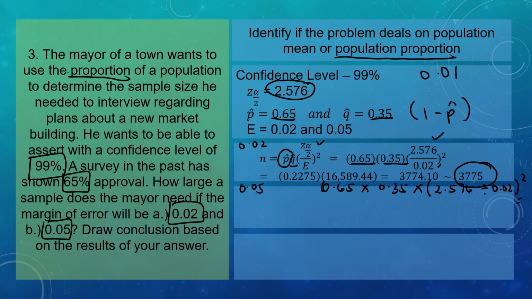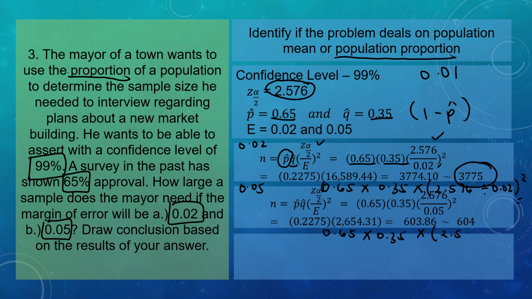For 0.05, we're going to use the same formula. By substitution property, it will be 0.65 times 0.35 times the quantity 2.576 all over E, quantity squared. So by pressing this on your calculator, it will be 0.65 times 0.35 times the parenthesis 2.576 divided by 0.05 quantity squared, and then press equal, you will be able to have 603.86, or approximately equal to 604.